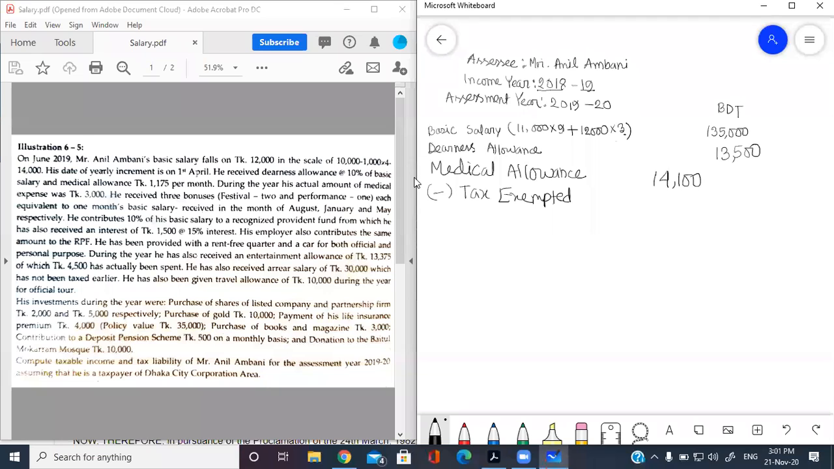What is the rule for getting the tax exemption from medical allowance? I probably mentioned this in the previous class. 10% of basic salary, sir. 10% of basic salary, or, sir, yearly, sir, 1,20,000. Which one is higher? Lower, sir. The lower one should be taken.